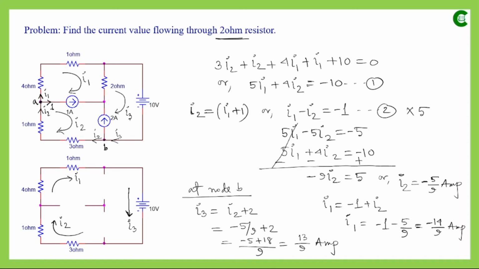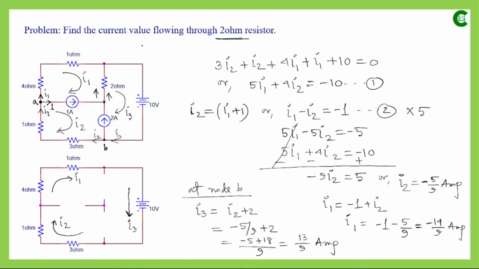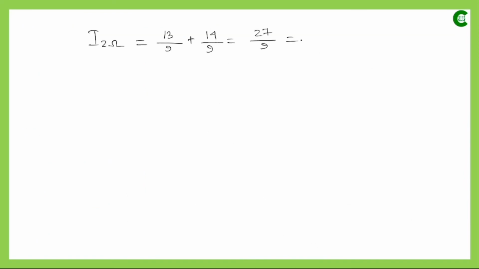The value of I3 is 13 by 9, and with respect to this node the current is flowing up. The value of I1 that we found is minus 14 by 9, and as per our assumption the current was flowing downwards through this 2 ohm resistor. Since the value came out as minus 14 by 9, actually this I1 current through the 2 ohm resistor is flowing up, so it is plus 14 by 9. The current through the 2 ohm resistor will be the summation of these two currents, 13 by 9 and 14 by 9, which is 27 by 9, that is 3 ampere.